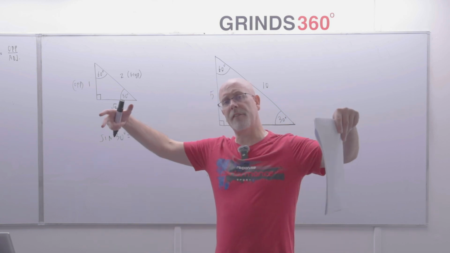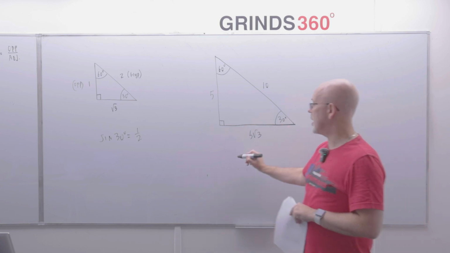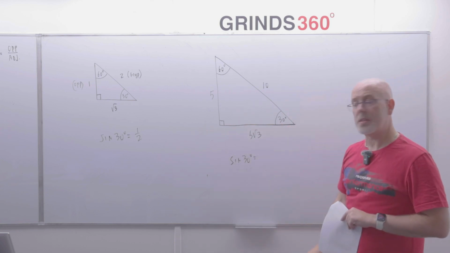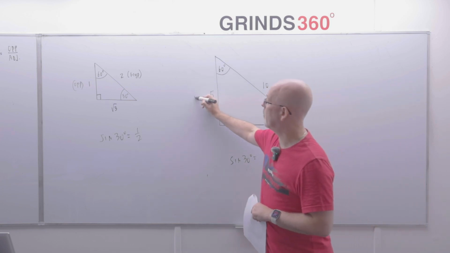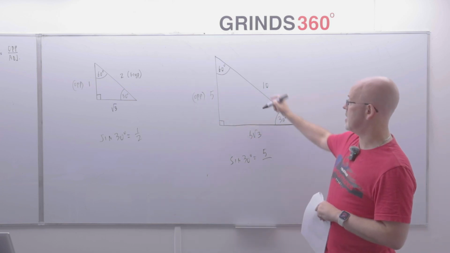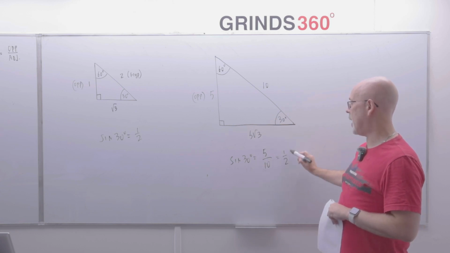Notice if we look at the bigger version, this triangle here, the sine of 30 degrees there is equal to opposite over hypotenuse. So the opposite is this side here, which is 5, and the hypotenuse is this side here, which is 10. See the way it's 5 over 10, which simplifies to a half.